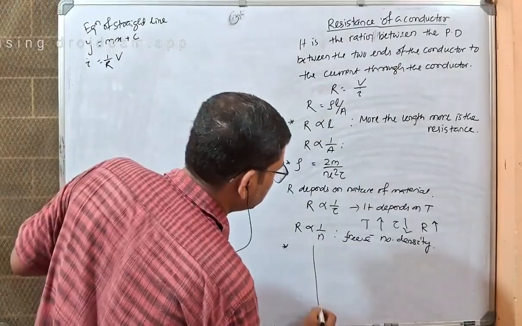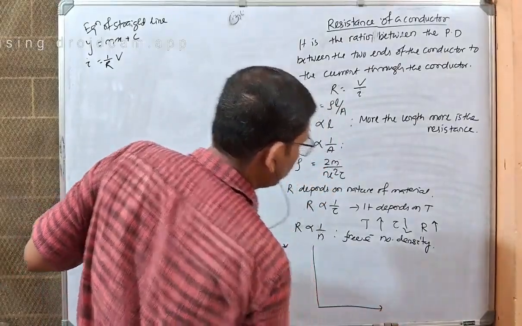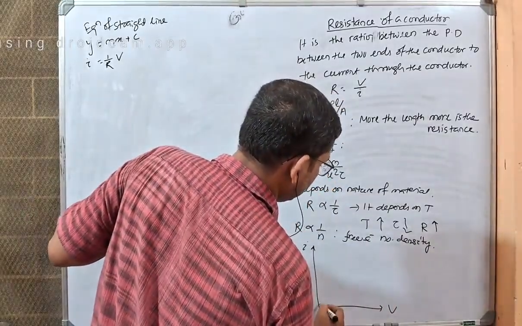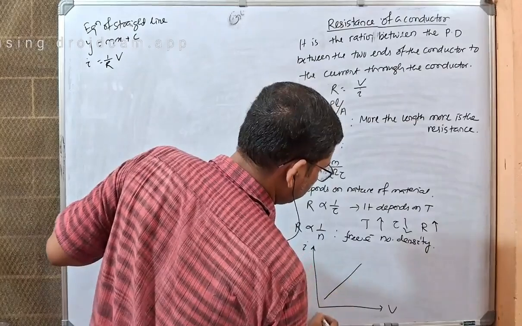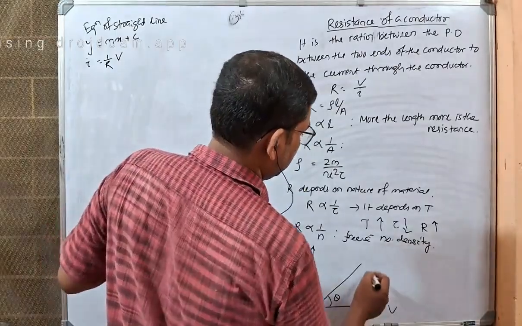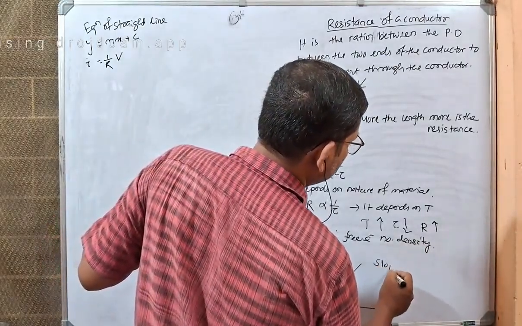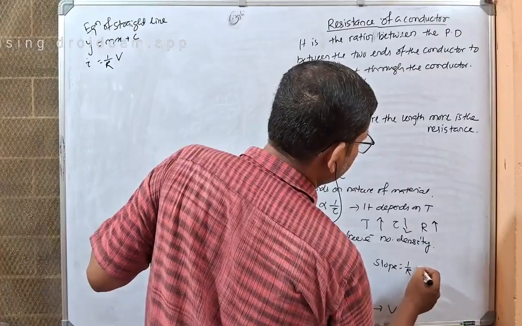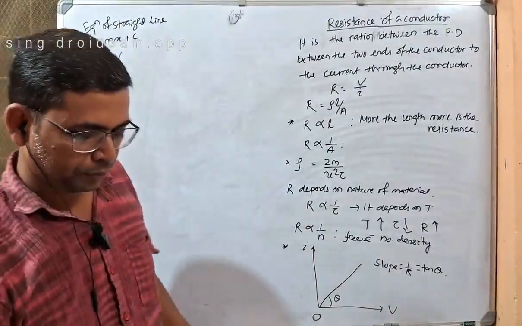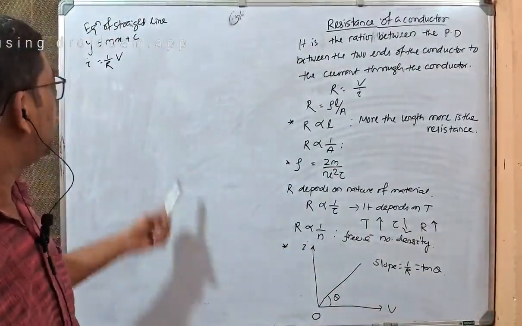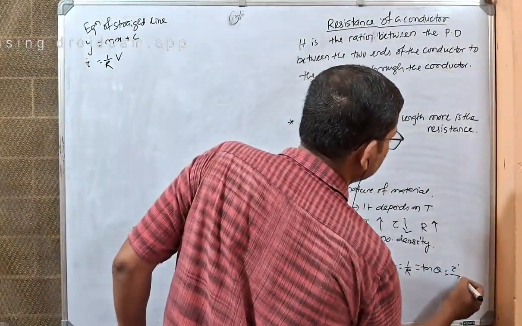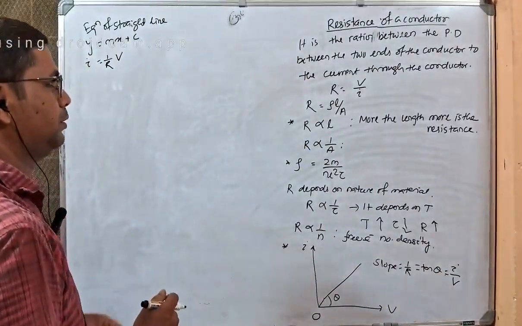If I plot for an ohmic conductor, it is expected that V and I form a straight line passing through the origin. So what should be the slope? With this angle theta, the slope is equal to 1 by R, that is tan theta. So 1 by R is equal to I by V. Is it correct?